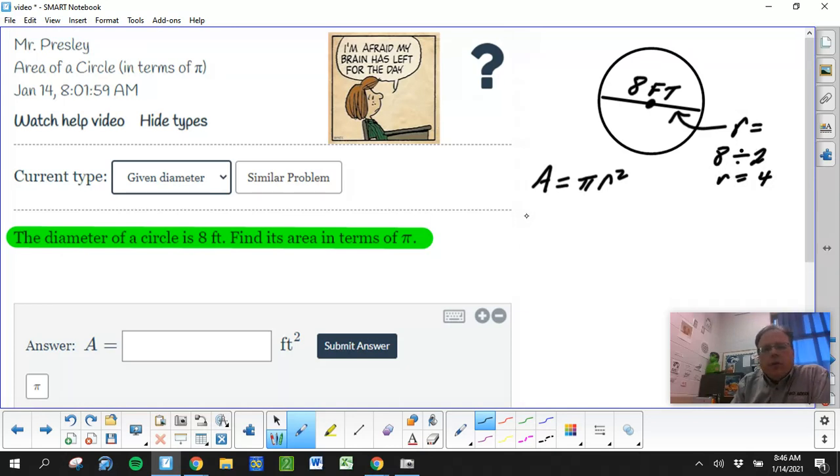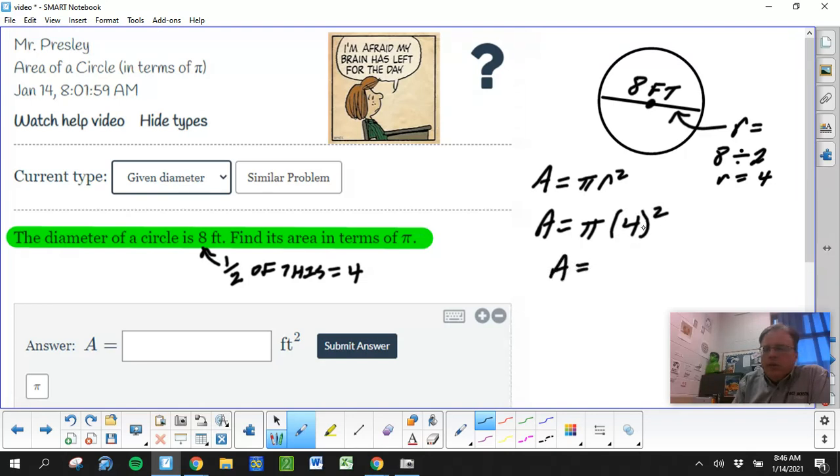Okay, so when I go to do this formula, I don't put in 8, I put in half of this, which equals 4. That's my radius, 4. And then 4 squared, like we talked about on the previous problem, doesn't mean 2 times 4, 8. It means 4 times 4, which is 16 pi. And since this wants it in terms of pi, I type in 16 pi.